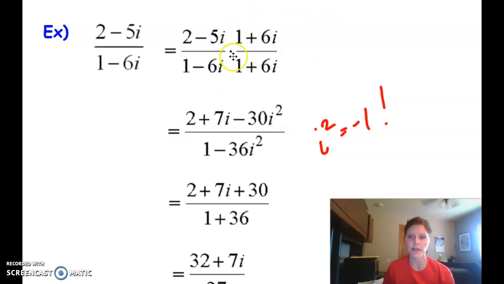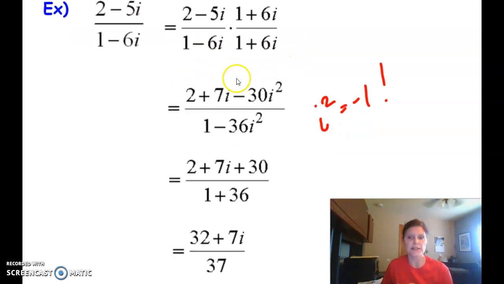So you see over here, I have this 1 plus 6i over 1 plus 6i. Well, that reduces to a 1. So it changes the appearance of what I'm dealing with without changing its value. As I said, we are choosing that conjugate down there so that when I multiply things out, we're going to end up with a very nice real number as a denominator.